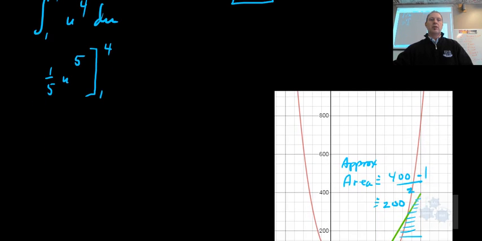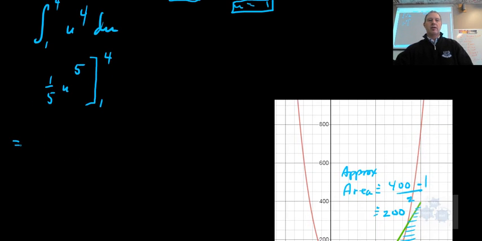So a definite integral, right, gives us a definite number, and we're going to do 1/5 times 4 to the 5th minus 1/5 times 1 to the 5th. Okay?